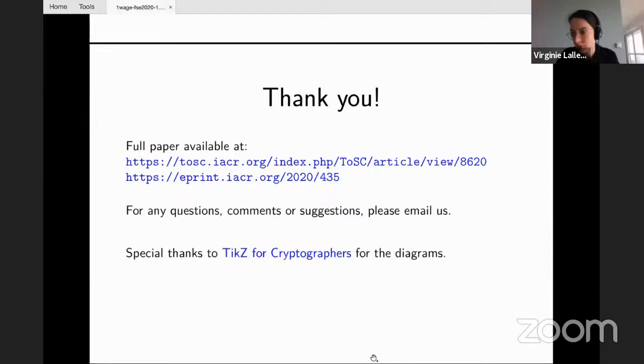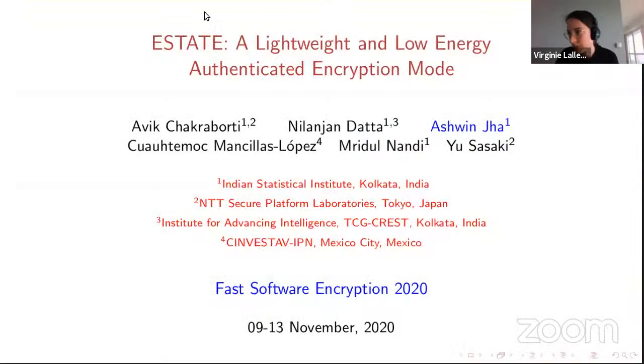Thank you for your talk. So we are moving now to the second presentation. The title is ESTATE, a lightweight and low energy authenticated encryption mode, and the speaker is Ashwin Jha.